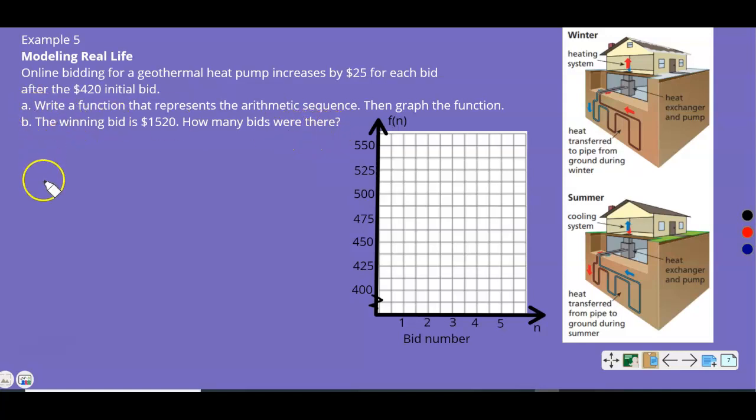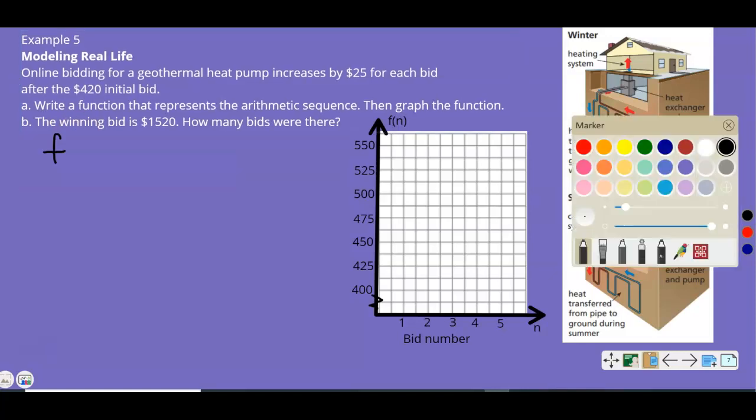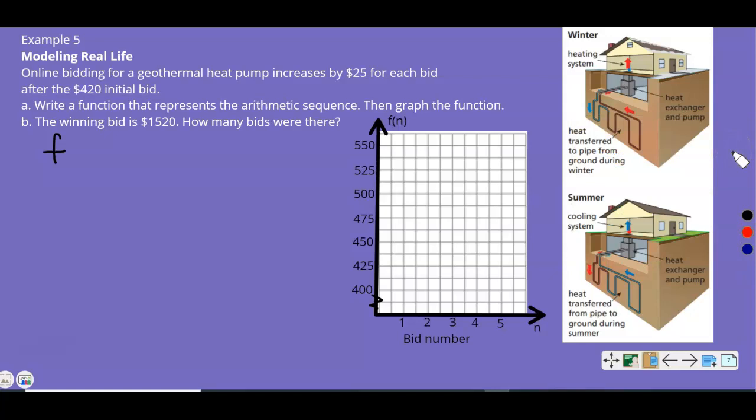So let's start with A. It says to write a function that represents the arithmetic sequence. Then graph the function. Let's start by writing the equation down so we have a refresher from the previous notes. We're going to write f of n since we're writing a function, which just denotes that it's in function notation. We know that it equals your first term plus n minus 1 times your common difference.